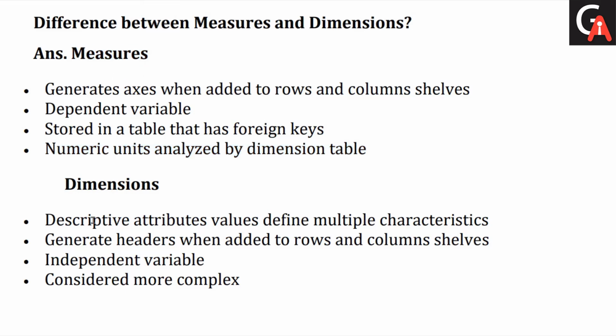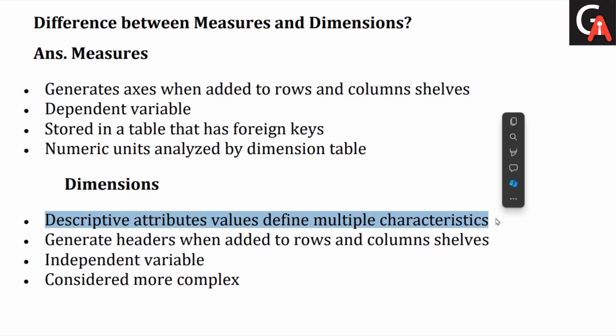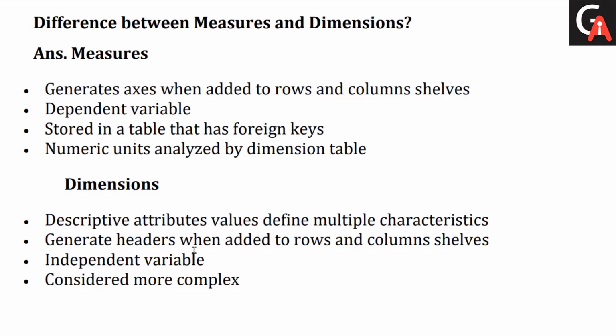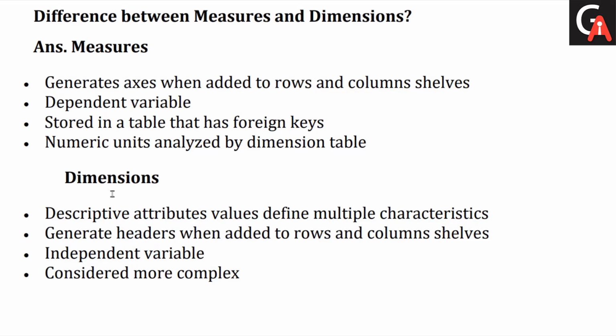What are dimensions? A descriptive attribute value defines multiple characteristics. They generate headers when added to rows and column shelves. They are independent variables considered more complex. So this is called a dimension. The basic difference between measure and dimension is that a measure is a continuous field, whereas a dimension is a discrete or categorical one. This is the basic difference between measure and dimension.